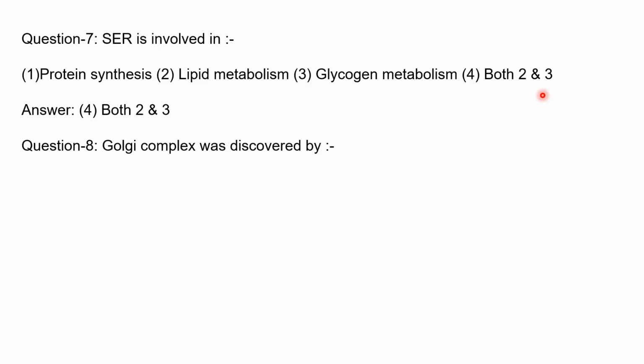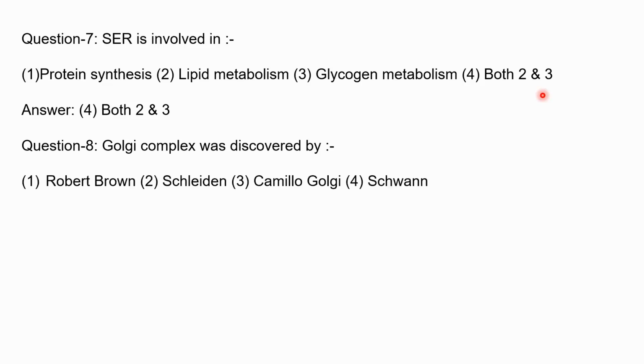Why? Because we know that it is named after the scientist who first observed it. So the options are, first Robert Brown, second Schleiden, third Camillo Golgi, and fourth Schwann. The correct answer is Camillo Golgi, who first observed the Golgi complex, and so the correct answer is option number 3.